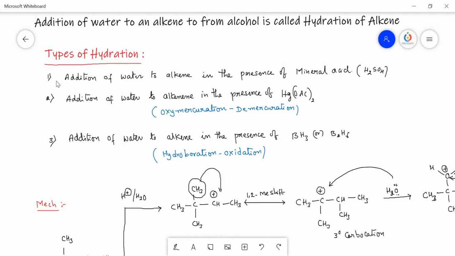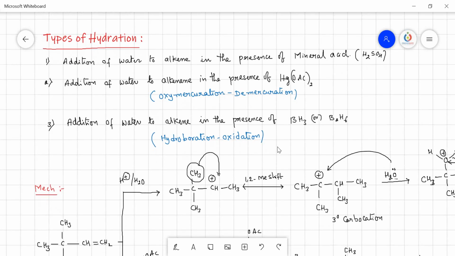So, types of hydration: there are three types of hydration of the alkene, that is, addition of water to the alkene in the presence of mineral acids like H2SO4, addition of water to the alkene in the presence of mercuric acetate, and addition of water to the alkene in the presence of diborane. It may be BH3 or B2H6, both are the same.